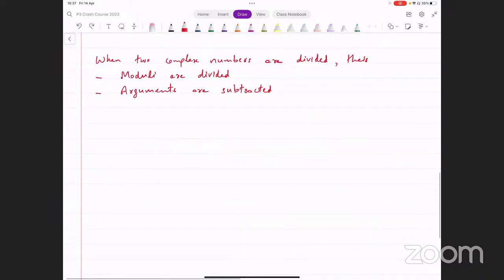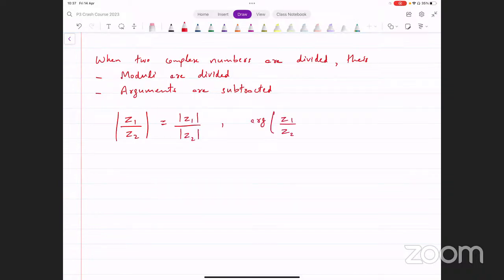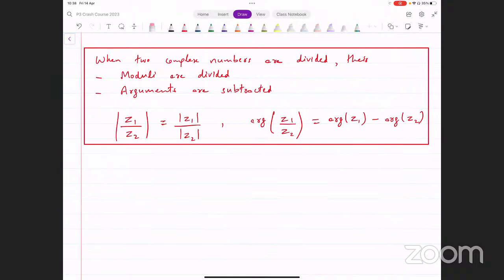So in mathematical form, you could write it like this: modulus of z1 over z2. So if you have a fraction like this, its modulus is just equal to the modulus of z1 divided by the modulus of z2. And if you have argument of z1 over z2, that is equal to argument of z1 minus the argument of z2. So that's what this rule means. If two complex numbers are divided, their moduli are divided and their arguments are subtracted like this.